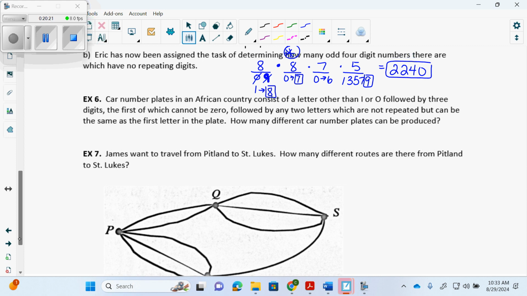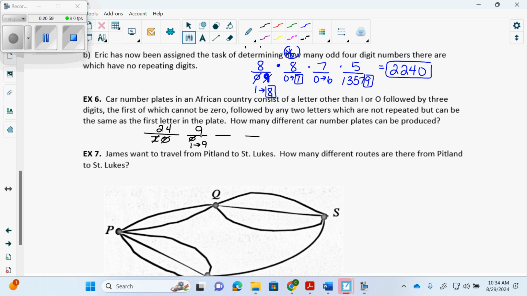We agree? Okay. So here it says car number plates in an African country consist of a letter other than I or O. So the first one can't be I or O. How many letters are in the alphabet? 26. If it can't be I or O, how many are there left? 24. Then followed by 3 digits. The first cannot be 0. So what can it be? If it can't be 0, it can be what? 1 to 9, which is 9.